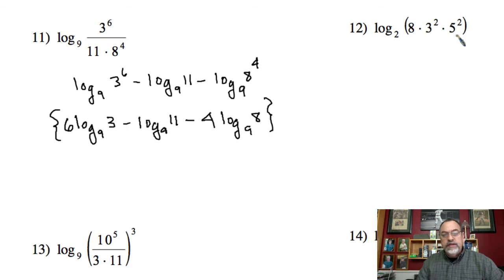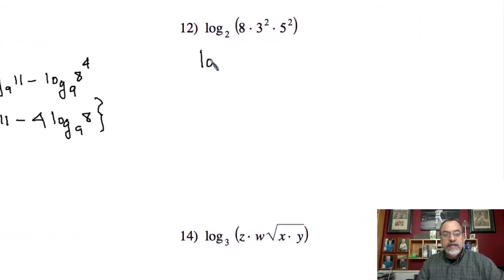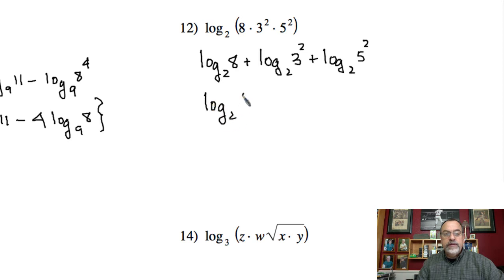Okay, take a look at this one here. This is log base 2. These are multiplication, so we're going to add. So log base 2 of 8 plus log base 2 of 3 squared plus log base 2 of 5 squared. We have powers to powers here. So 8, this 2 can go in front, log base 2 of 3, and this 2 can go in front here as well. So 2 log base 2 of 5.